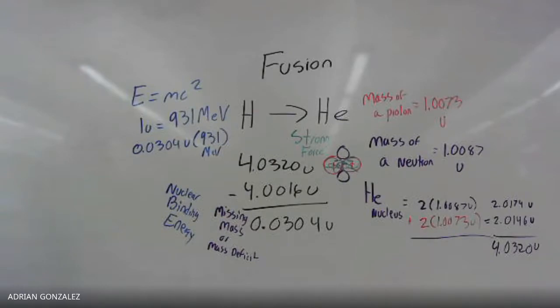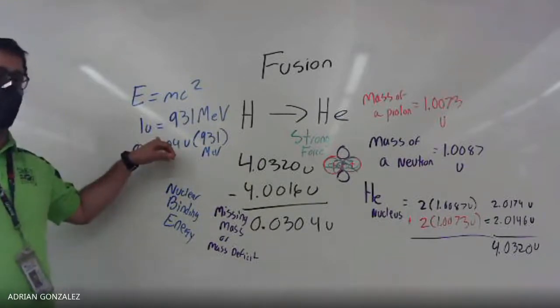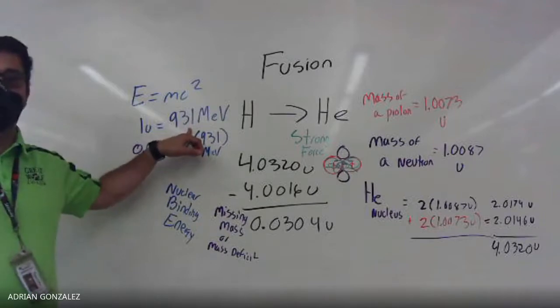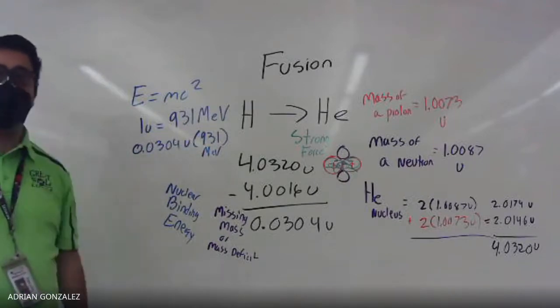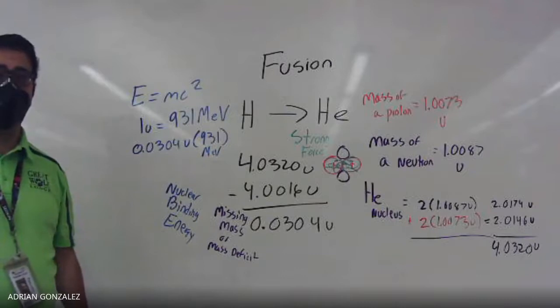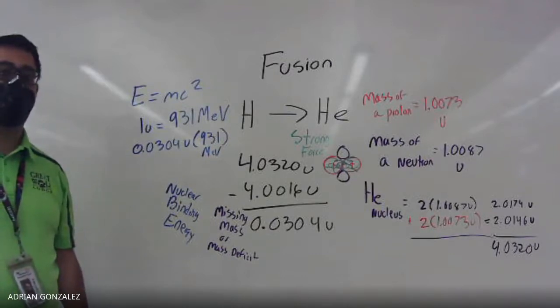Yes, ma'am. Because if you had one U, that's 931, right? If I had two U's, how would you figure out how many electron volts you have? No, I mean, I know how we're converting it. Why is like the missing? Because I know the missing that.